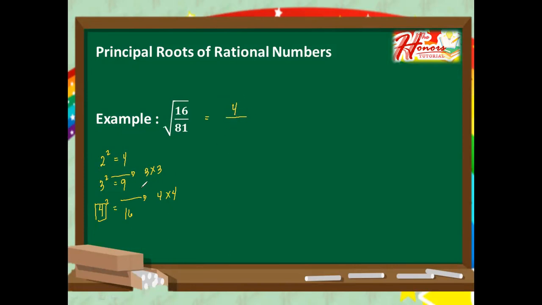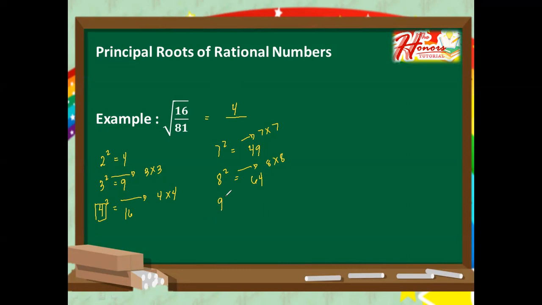Next, let's solve for the denominator, 81. So let's see if 7 will work. 7 squared is 7 times 7, okay? It's not 7 times 2. 7 times 7 is 49. It's not 81, so let's continue. How about 8 squared? 8 squared is not 8 times 2. It is 8 times 8. 8 times 8 is 64. So therefore, it is not the answer yet.